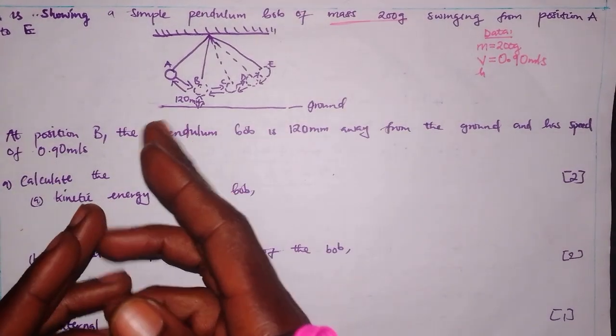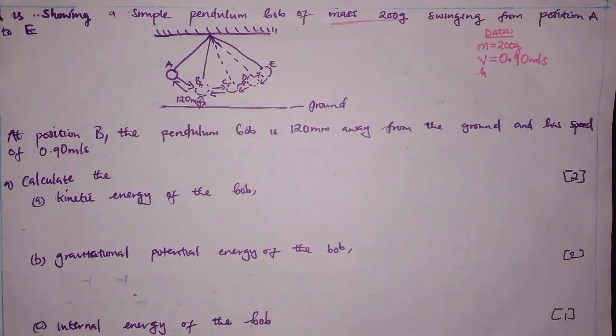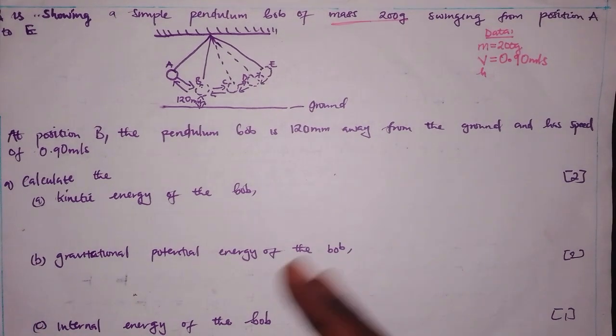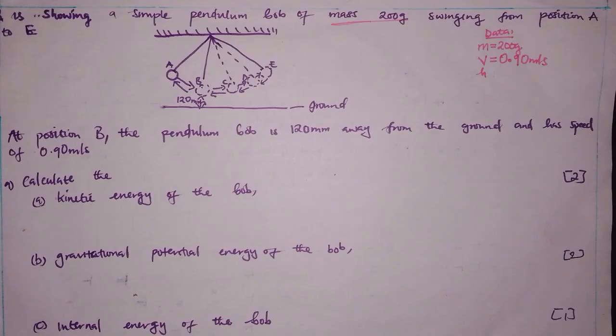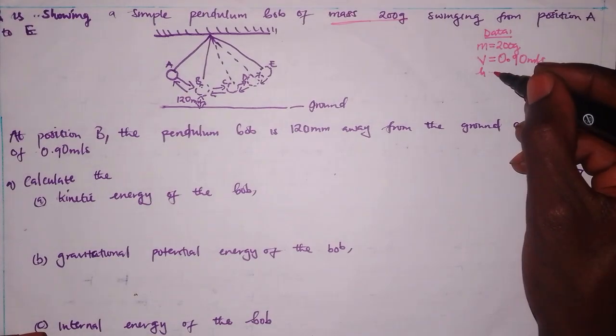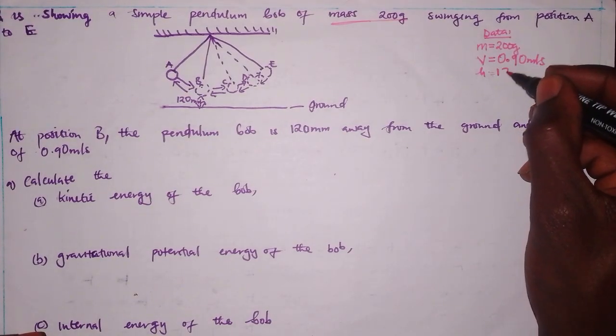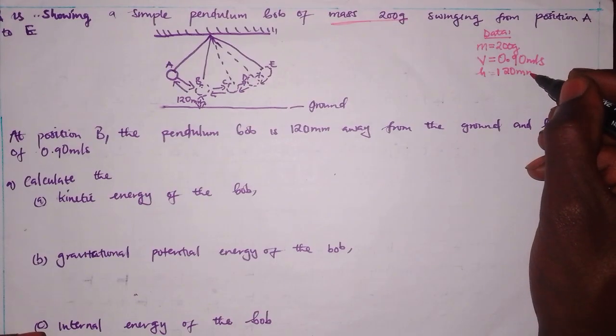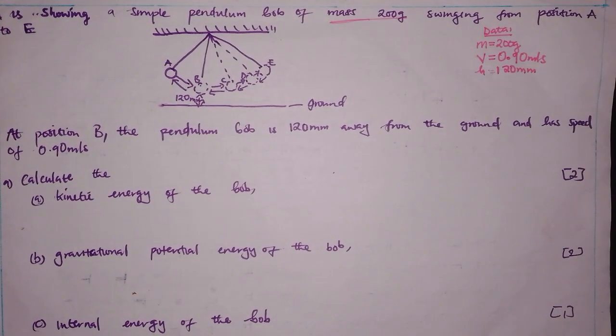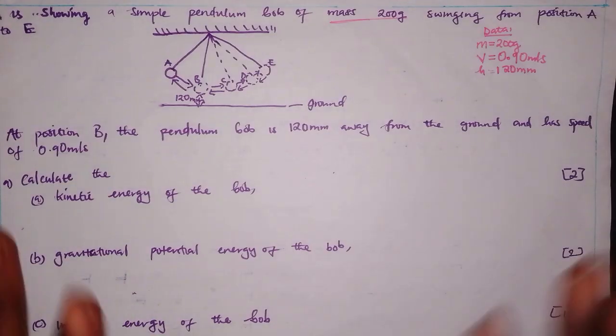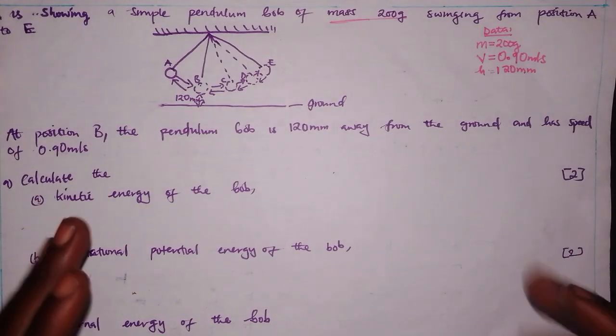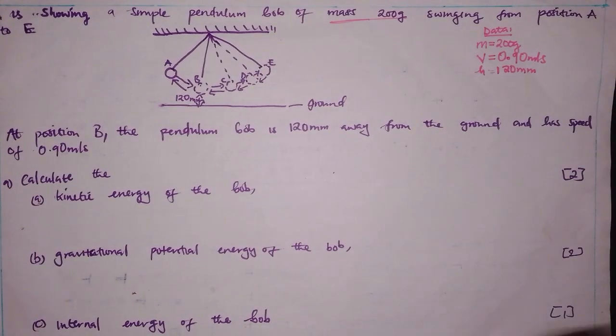But if it was going horizontal, we could have said distance. So height, we go vertical. So meaning we have 120 millimeter. We have taken note of all the values which you have been given, and we have identified which values they are.